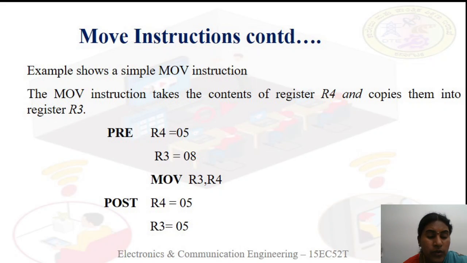Okay. Now consider here R4 is equal to 05 and R3 is equal to 08. Now the instruction is MOV R3, R4. MOV R3, R4 means the content of R4, which is 05, will be moved to R3. It means the content of R4 is not changed, but the content of R3 after the execution of this instruction will be 05.